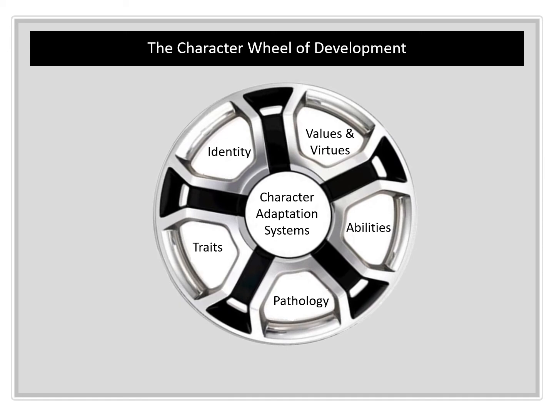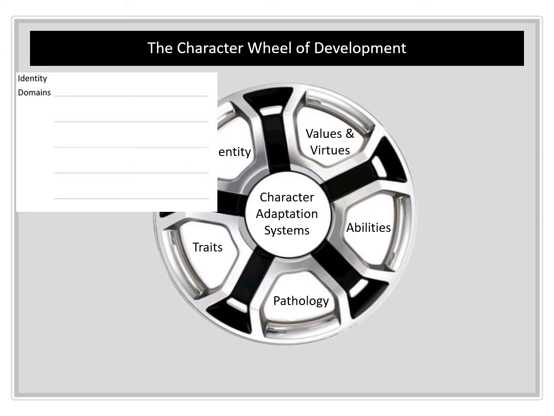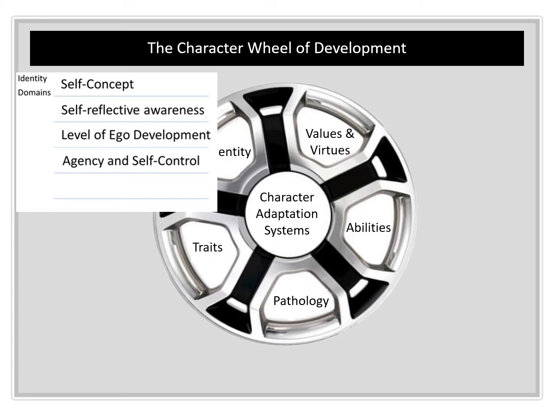The next domain is identity. This refers to a person's narrative of self and includes their self-concept and their level of ego development. It also includes their levels of self-reflective awareness, their sense of agency and self-control, and the complexity and coherence of their identity across roles and domains. In addition, it connects to their place in public, as one's identity relates to how one is seen by others.